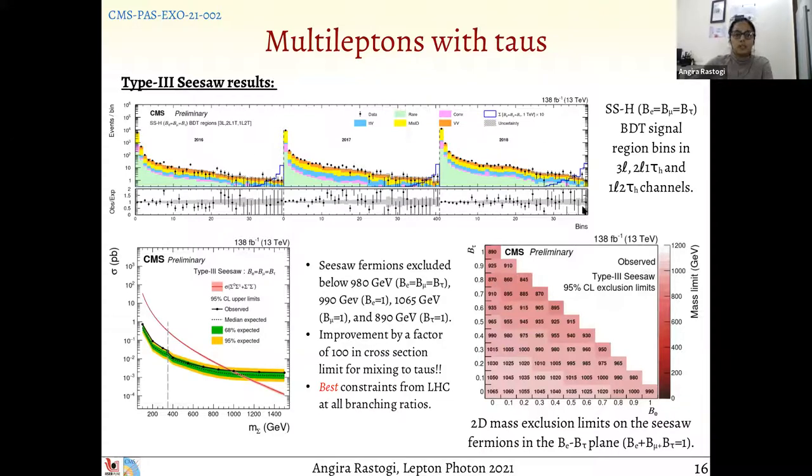And we combine all these bins statistically to derive upper limits on the production cross section of the type 3 seesaw model as a function of the mass of the seesaw fermion. And we exclude around 980 GeV in the flavor democratic scenario, which means equal coupling to e, mu, and tau. But we have also produced a 2D exclusion limit in a plane of branching ratio to e versus branching ratio to tau, where this corner of the triangle represents 100% mixing to electrons, this corner of the triangle represents 100% mixing to tau, and the 0-0 corner is 100% mixing to muons. So I would like to highlight that we have the best constraints from the LHC at all such branching ratio combinations.